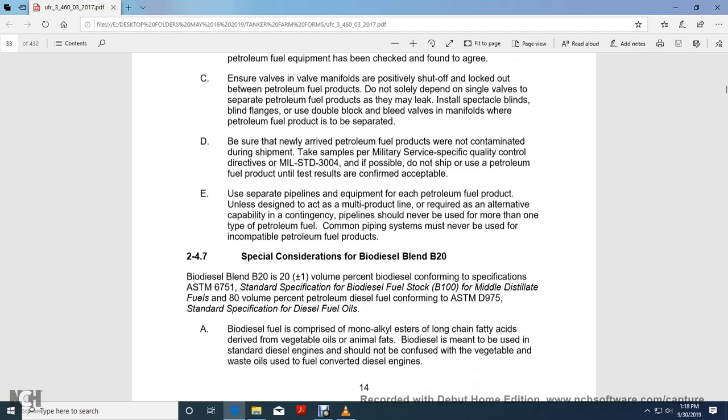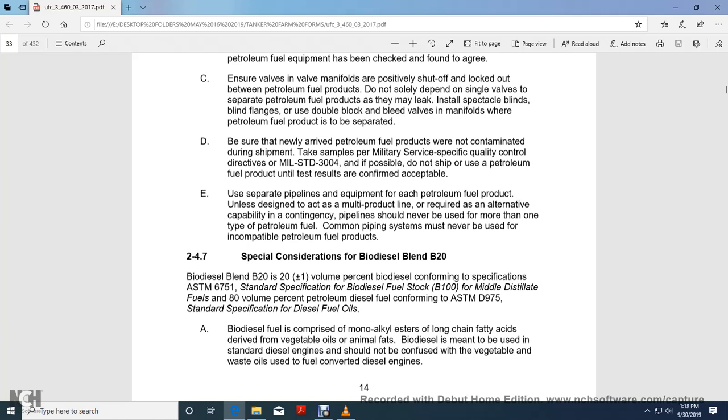If possible, do not ship or use the petroleum fuel product unless the test results confirm it is accepted. E. Use separate pipelines for each petroleum fuel product unless designed as a multiple product line. Contingency pipelines should never be used for more than one type of petroleum fuel. Common pipe systems must never be used for incompatible petroleum fuel products.